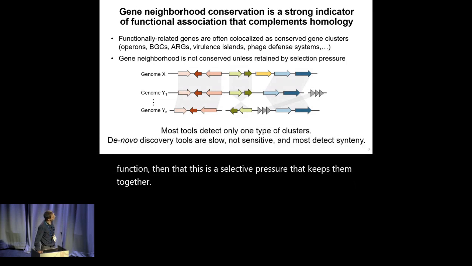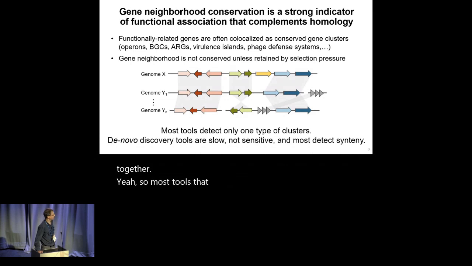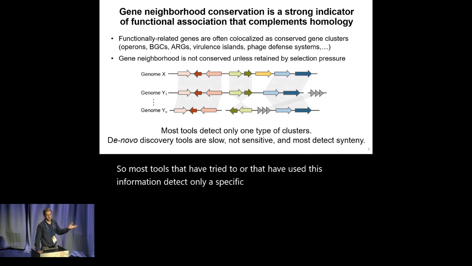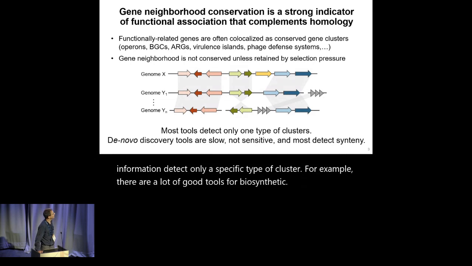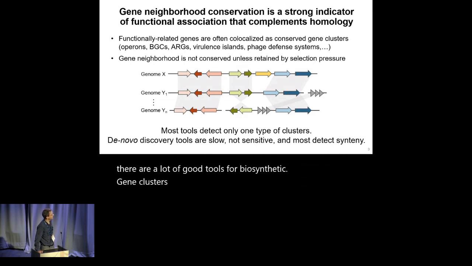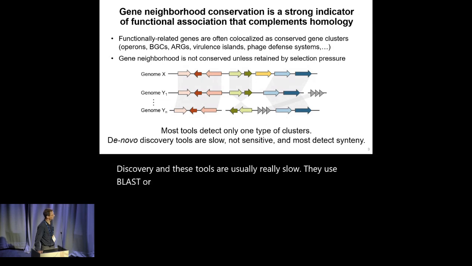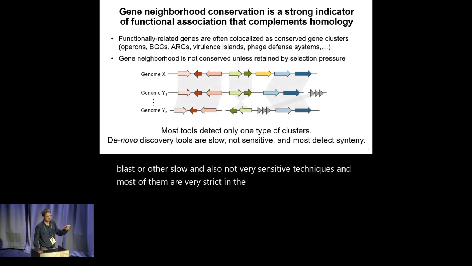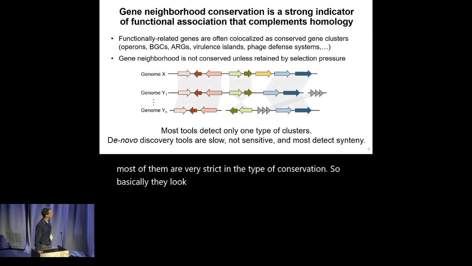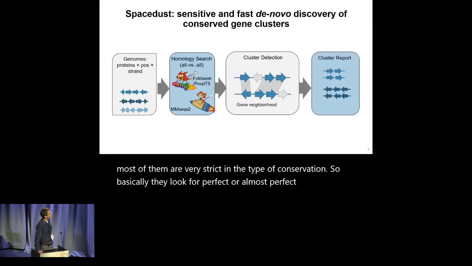Most tools that have used this information detect only a specific type of cluster. For example, there are a lot of good tools for biosynthetic gene clusters, but few of these tools can do de novo discovery, and they are usually really slow. They use BLAST or other slow and not very sensitive techniques, and most of them are very strict in the type of conservation. Basically they look for perfect or almost perfect synteny. So we wanted to address these limitations.